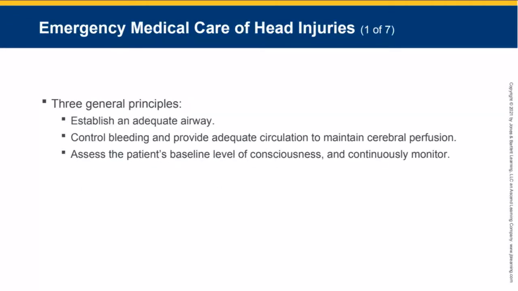Now let's look specifically at emergency medical care of head injuries. 3 general principles. Establish an adequate airway. Ensure that the patient has an airway. Don't be in a hurry to put a cervical collar on the patient. Make sure the patient has an airway. Control bleeding and provide adequate circulation to maintain cerebral perfusion. Assess the patient's baseline level of consciousness and continuously monitor the patient's level of consciousness.